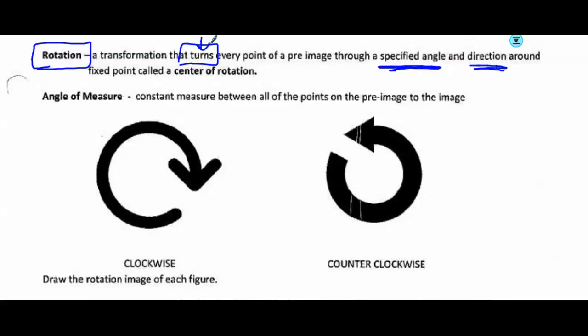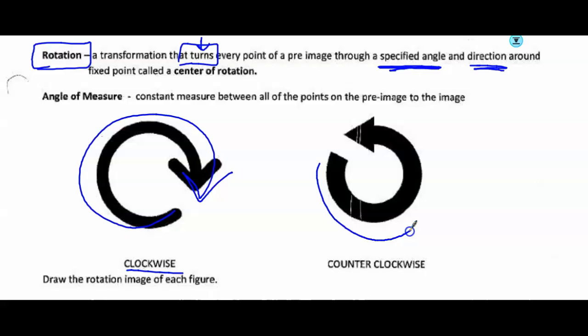There are two directions that you need to know. You need to know clockwise. So think of looking at the clock. A clock goes around this direction. Counterclockwise is the opposite way. So if you have to know the difference between clockwise and counterclockwise, look at a clock to help you.